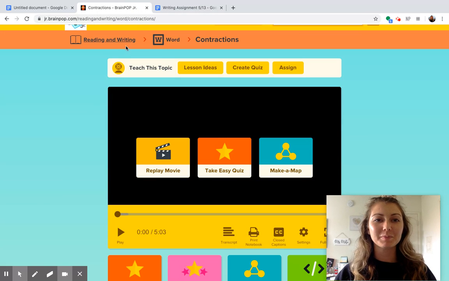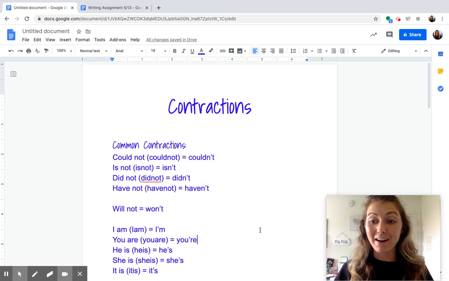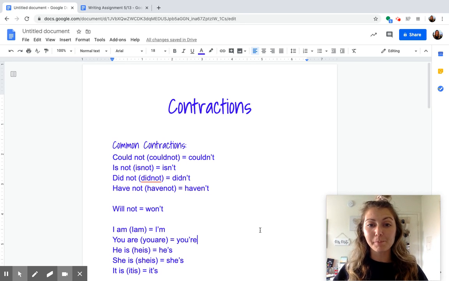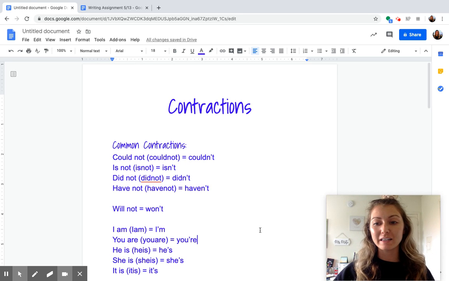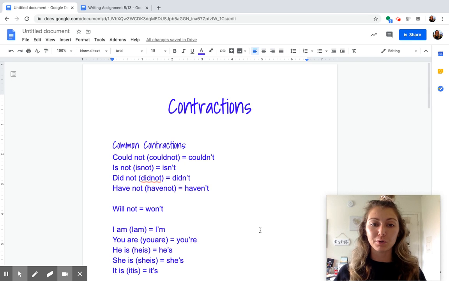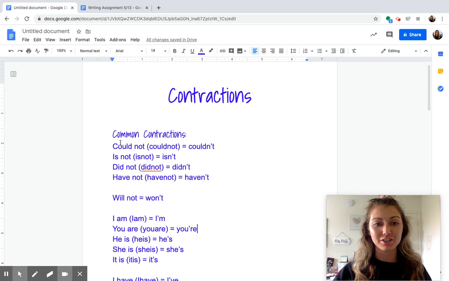All right, friends. Let's think about everything we just heard in that Brain Pop. There was so much information in there. We're just going to go through some common contractions today. We're going to think about their structure, how we create those contractions, and then we're going to look at examples of sentences where we can take two words and create a contraction. So let's start by looking at our common contractions.